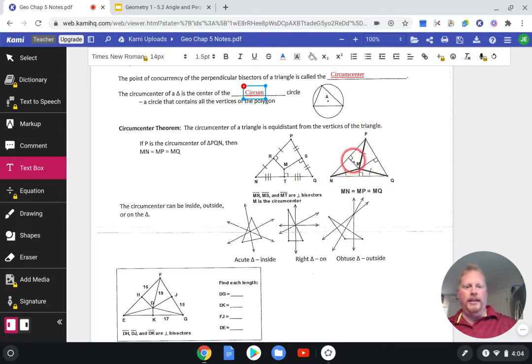So as we pointed out in the video, if you have the circumcenter, then that is equidistant from all 3 points. So MN is the same distance as MP is the same distance as MQ, no matter how you do the circle. And as we said in the dynamic illustration, if it's acute, the circumcenter is inside the triangle. If it's a right triangle, it's directly on the triangle. And if it's an obtuse triangle, that circumcenter is outside the triangle.